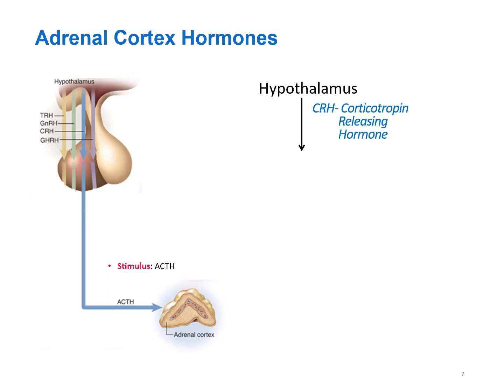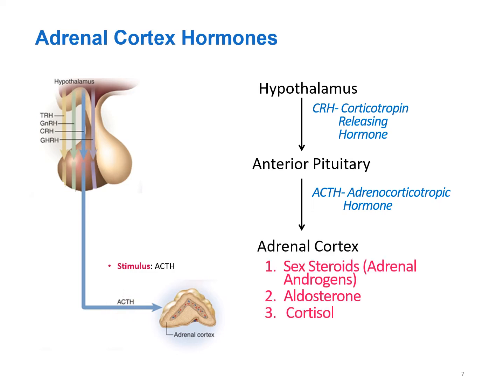So the hypothalamus releases corticotropin releasing hormone. That hormone targets the anterior pituitary gland, causing the release of adrenal corticotropic hormone. Adrenal corticotropic hormone then targets the adrenal cortex, causing the release of three separate hormones: the sex steroids, or adrenal androgens, aldosterone, and cortisol.